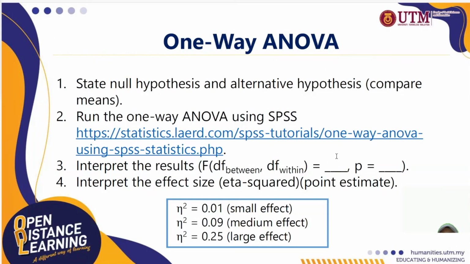Put the value that you got, the DF between value here and the DF within value here, and here is for the F. F is equal to what? And then P is equal to what? Insert the value here. And then interpret the effect size based on the eta squared point estimate, and compare with this indicator.